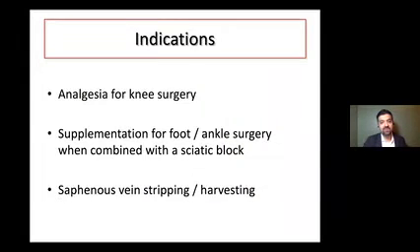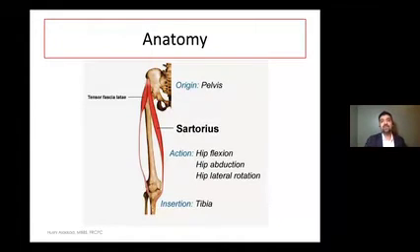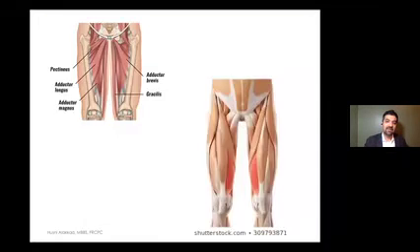And some papers talk about saphenous vein stripping or harvesting. Honestly, I have never done the block for such a procedure. Now, understanding the anatomy is important, and we always talk about the sartorius muscle. It's the longest muscle in the human body. If it comes in an MCQ, what is the longest muscle? It's the sartorius. And it's very important to know and develop a relation with, because it is our guideline mainly.